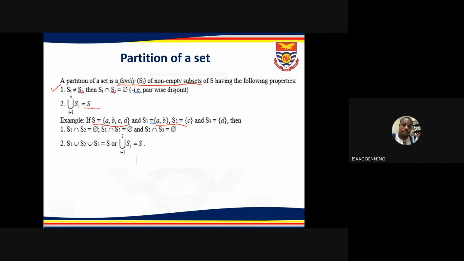that the given subsets should be disjoint, meaning they shouldn't have any common element. So the first condition is satisfied. Then when you add all of them, subset 1, subset 2, subset 3, we get back to our original set. So it also satisfies the condition. So that is how we partition a set.